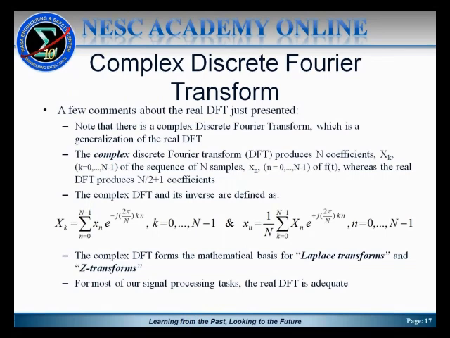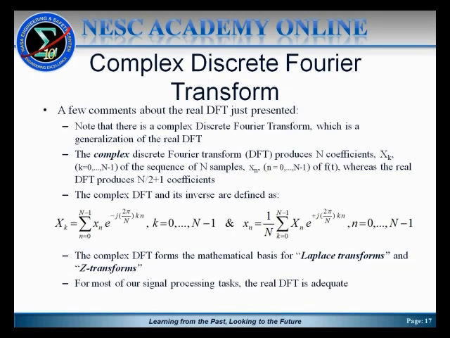Now we'll also discuss the complex discrete Fourier transform, but first we'll say a couple comments about the real discrete Fourier transform that we've discussed so far. There is also a thing called a complex discrete Fourier transform, which is really just a generalization of the real discrete Fourier transform. The complex discrete Fourier transform produces n coefficients of a sequence of n samples. So it produces coefficients x sub k, where the index k runs from 0 to n minus 1, of that sequence of n samples, where x sub n, the indices of the samples, run from 0 to n minus 1.